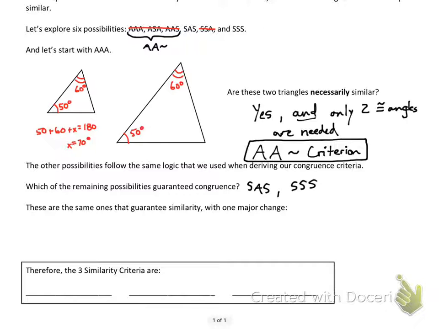When we're trying to prove 2 triangles are congruent, we're saying that the sides are congruent and the angles are congruent as well. When we're trying to prove similarity, what are we trying to prove about the sides? That they're proportional. So that's the very last thing right here. The same ones, side, angle, side and side, side, side, also prove similarity, but the major change here is that the sides are proportional. Not congruent.